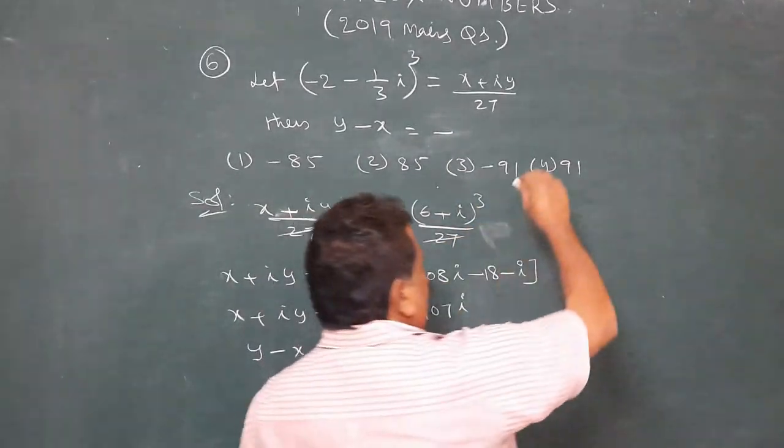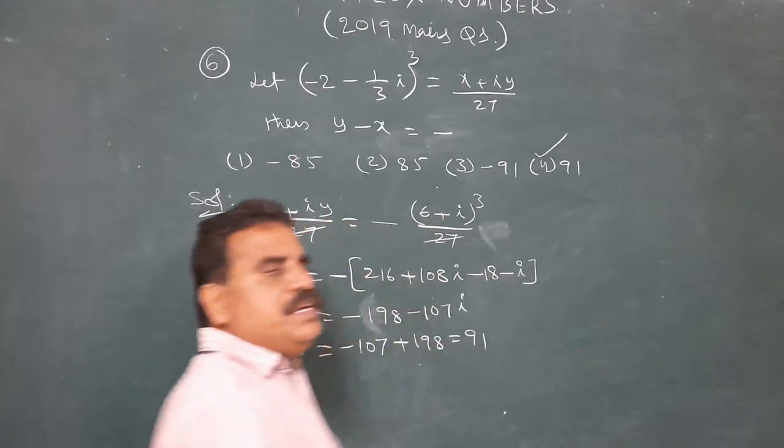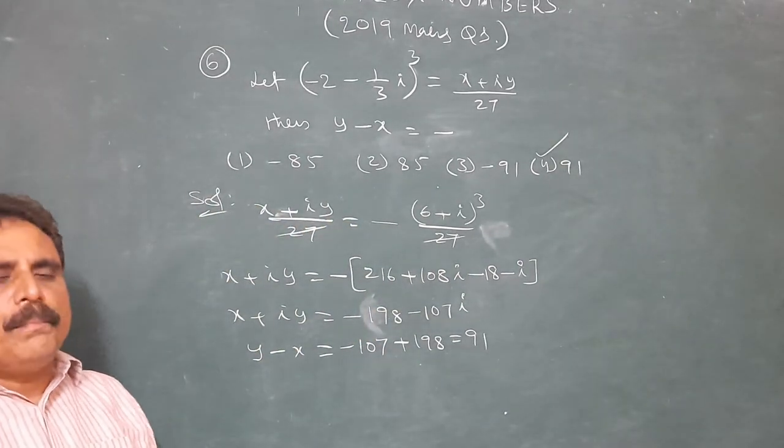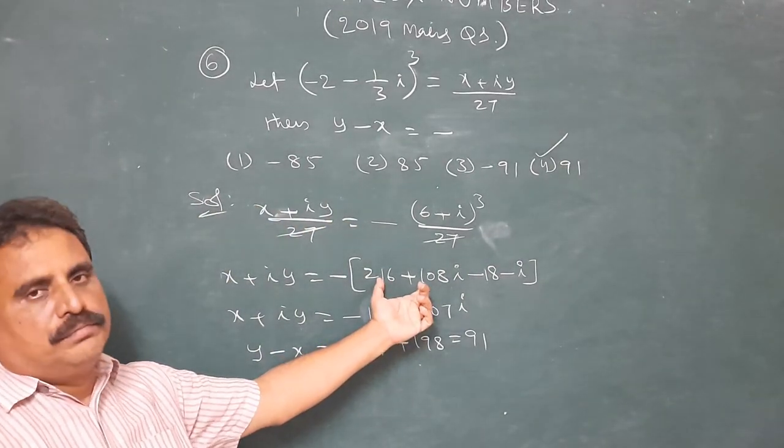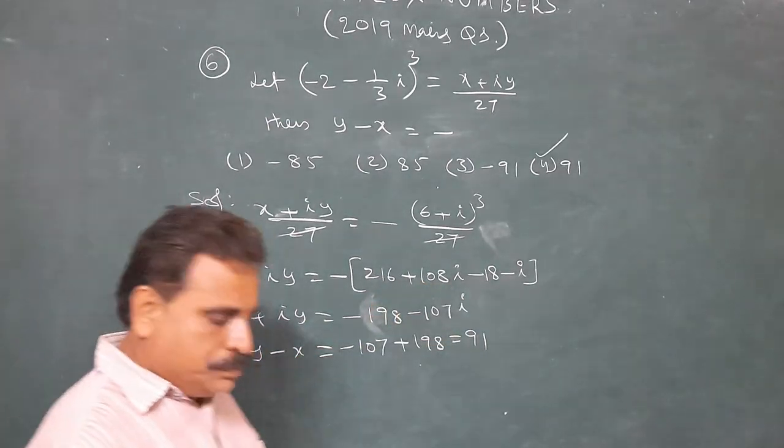That is the fourth option. The question is very simple, but here we just have to apply the (a+b) whole cube formula. Okay, simple question.